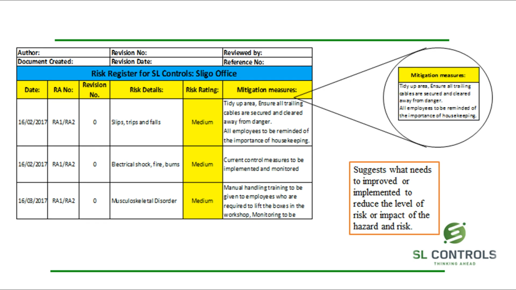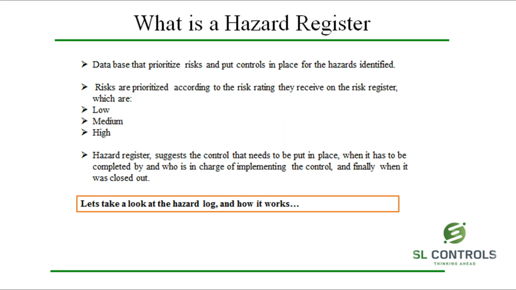Mitigation measures are suggestions for controls that need to be put in place and also improvements that can be made to the existing systems in place. These will reduce the level of risk your hazard poses.